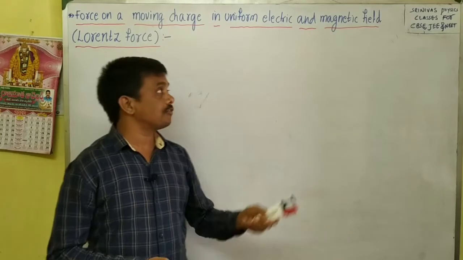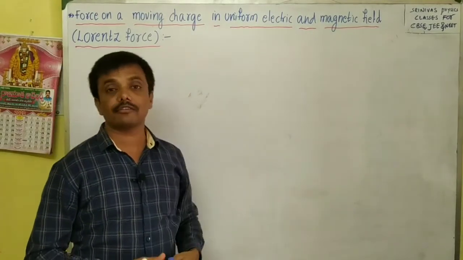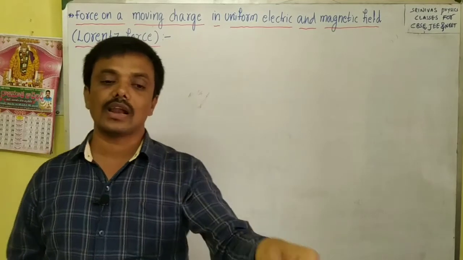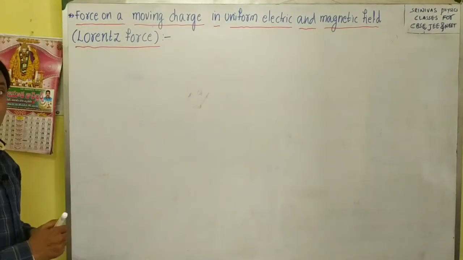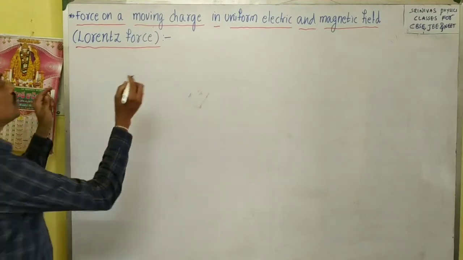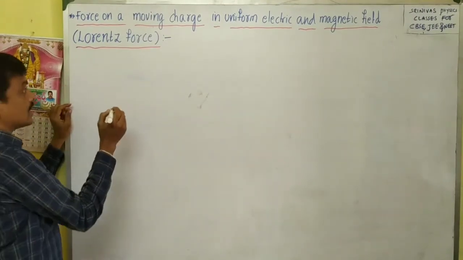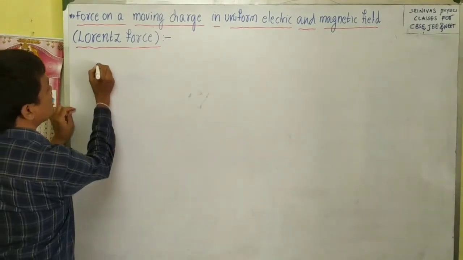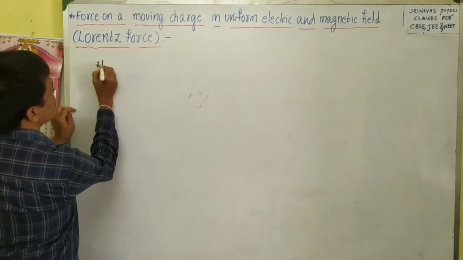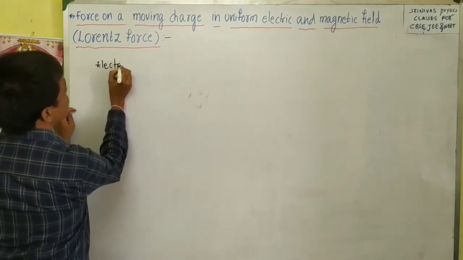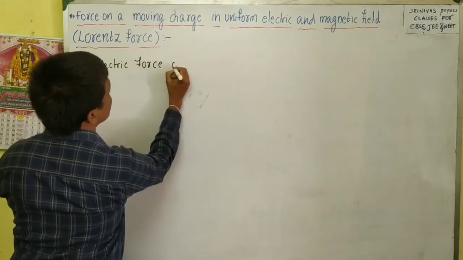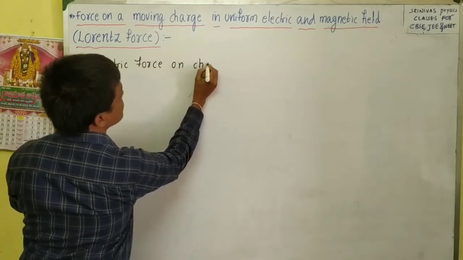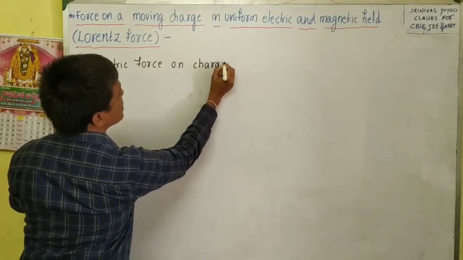Then if the charge moves in an electric and magnetic field, at that moment the two forces will act on that charge. The combined force is called the Lorentz force. Lorentz is the name of the scientist. Now if the charge moves in the electric field, then electric force will be there, right? For example, the electric force on a charge.